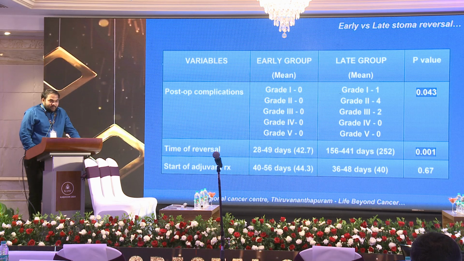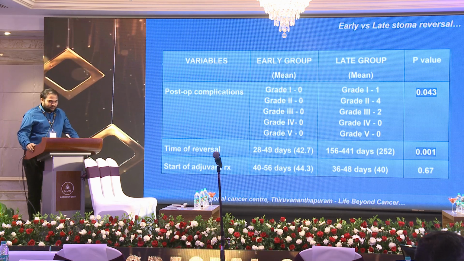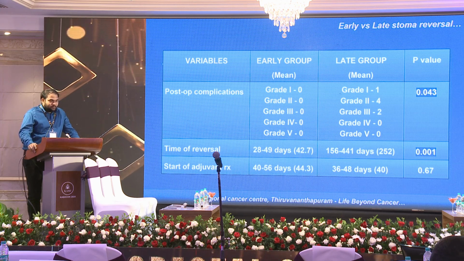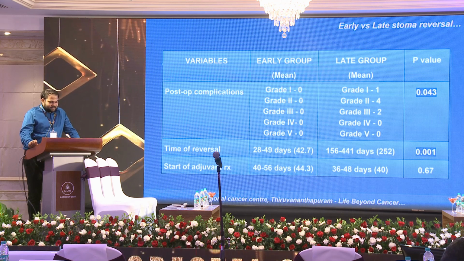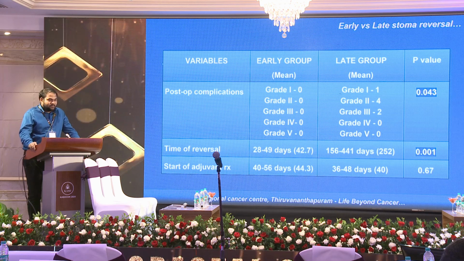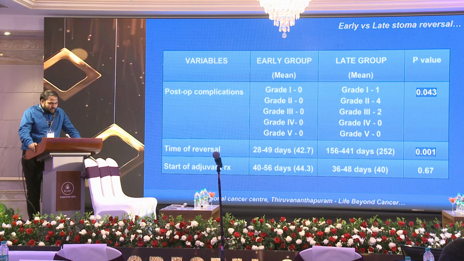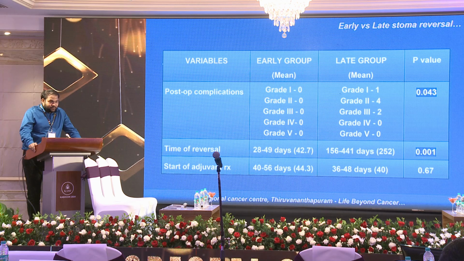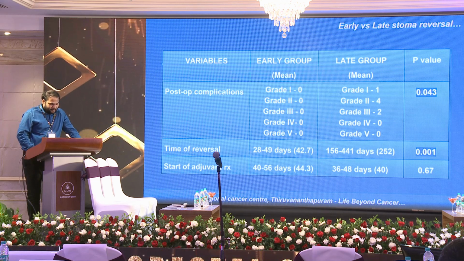But when we see the complications between the 2 groups after undergoing early reversal or late reversal, we can see the complications in the early reversal group were null, and in the late group, we had 7 complications. The time of reversal is obviously significant because we were reversing within 6 weeks after primary surgery. So it was 42 days in the early reversal group, and in the other group, it is 252 days after the primary surgery, that is after completing adjuvant treatment.